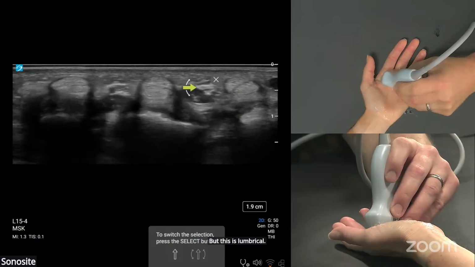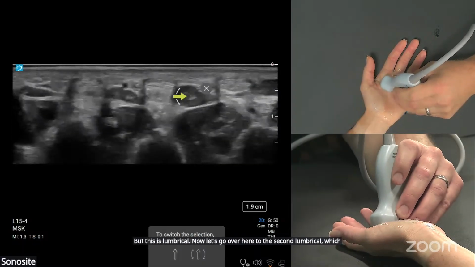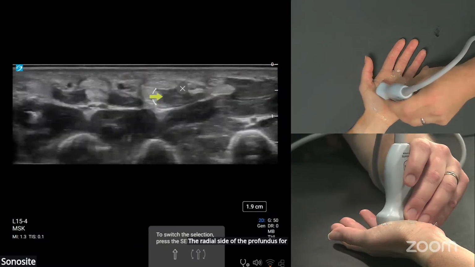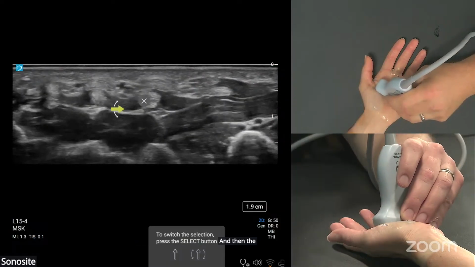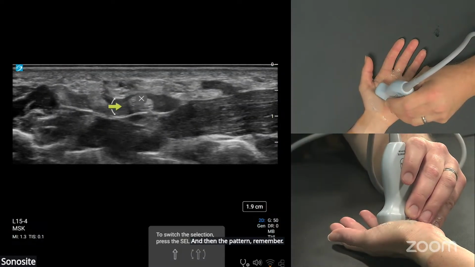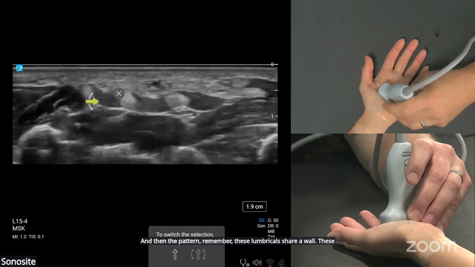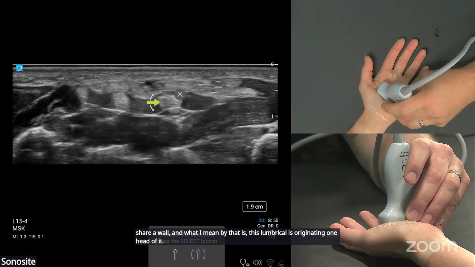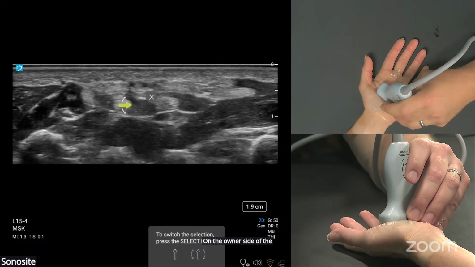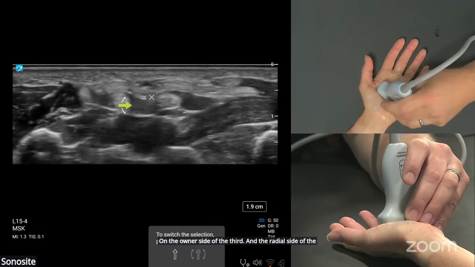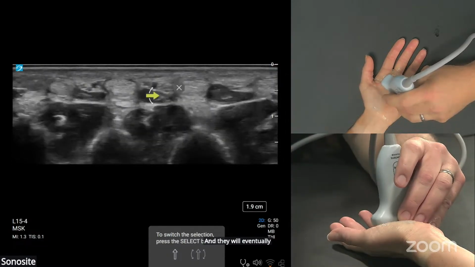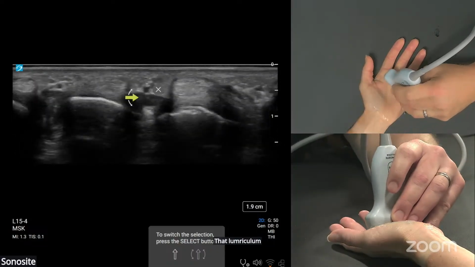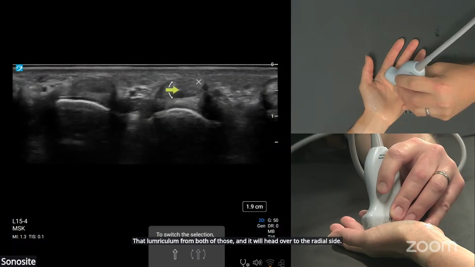Now let's go over here to the second lumbrical, which is coming off of the radial side of the profundus for the third flexor tendon. And you can follow that back. And then the pattern, remember, these lumbricals share a wall. What I mean by that is this lumbrical is originating one head of it on the ulnar side of the third and the radial side of the fourth. And they will eventually separate that lumbrical from both of those, and it will head over to the radial side of three.